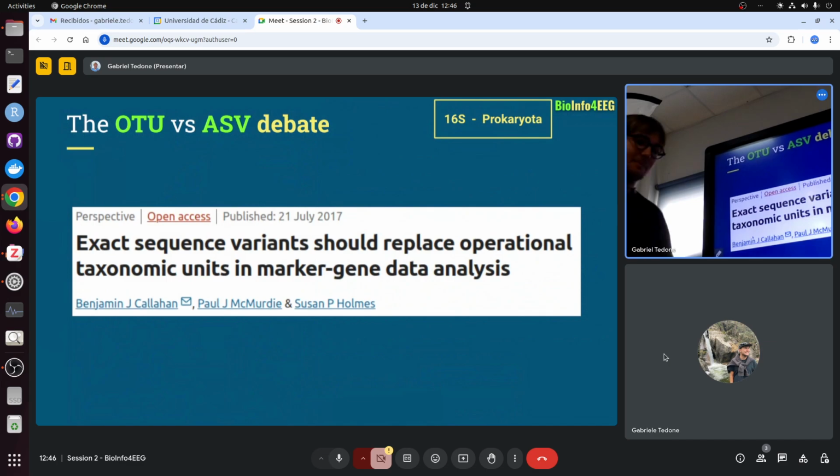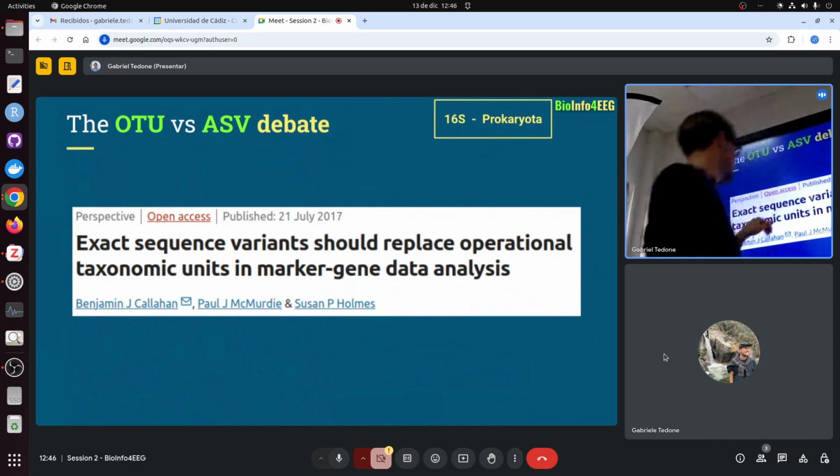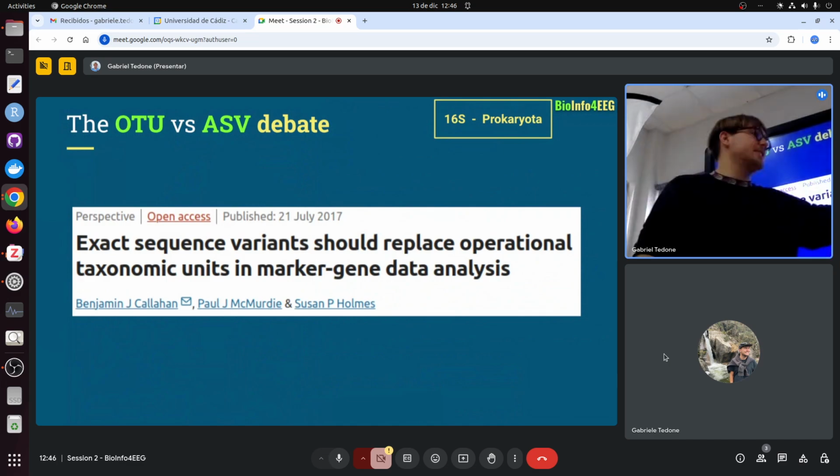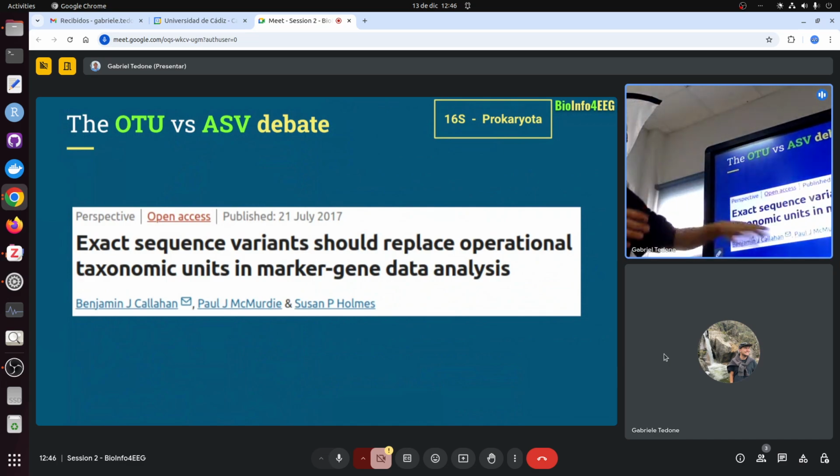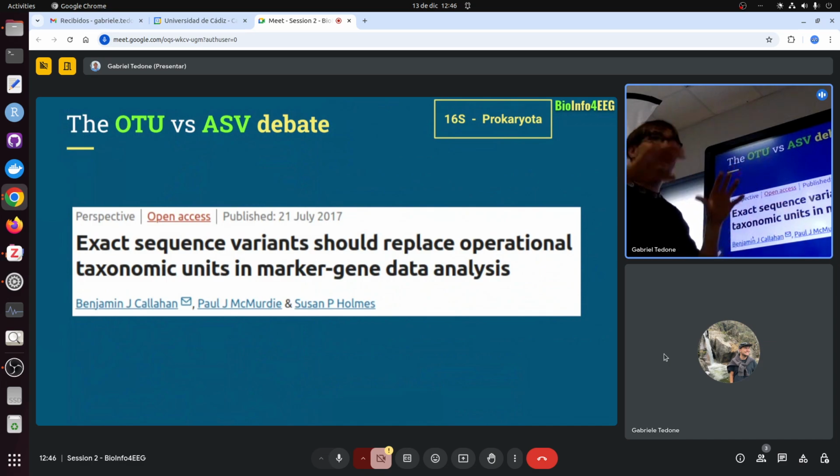After denoisers appeared, this paper came out and an opinion formed that exact sequence variants should replace OTUs in microbiome data analysis or metabarcoding. So this is a pretty big statement. Of course, this is also clickbait because within the article it says, okay, this is developed for the 16S barcode. You might want to change the parameters of the algorithms for other barcodes, but it is a powerful statement.